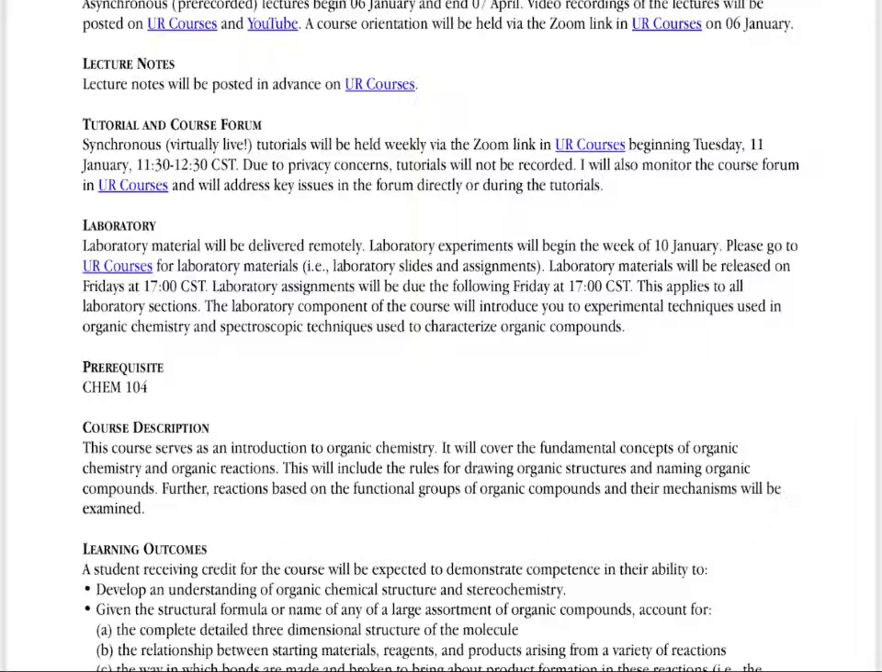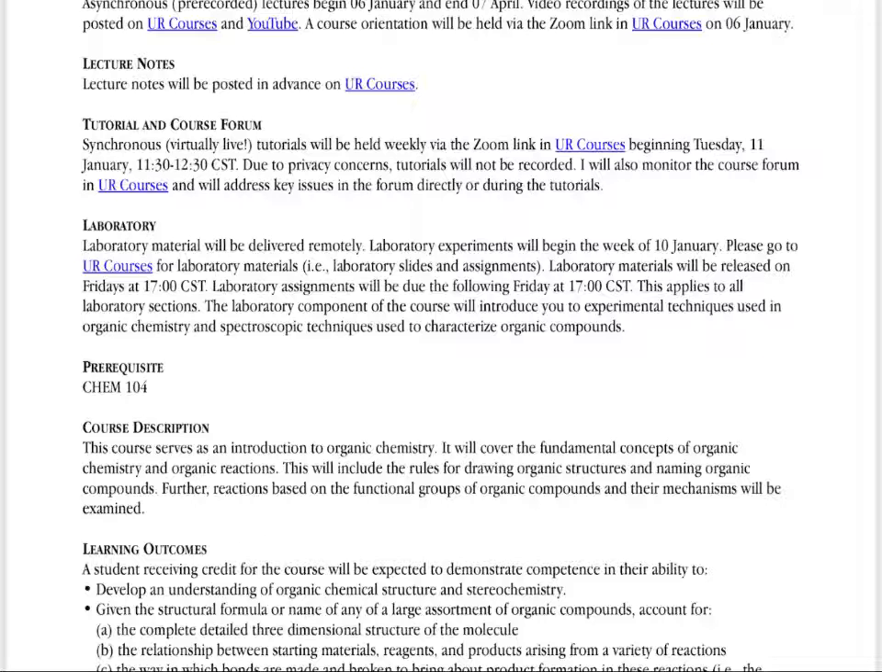The laboratory component of the course will introduce you to experimental techniques used in organic chemistry and spectroscopic techniques used to characterize organic compounds. Prerequisite. As you know, the prerequisite for this course is Chem 104.